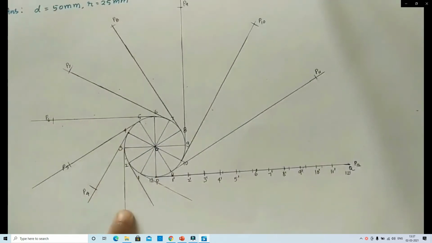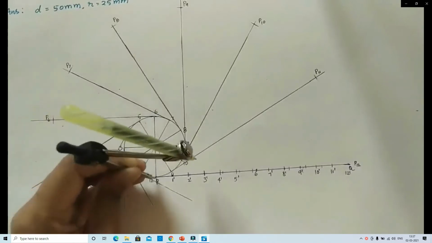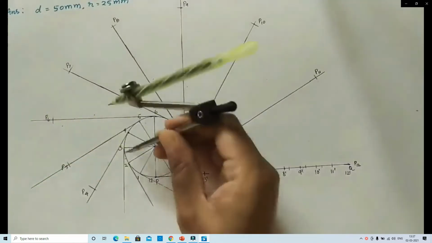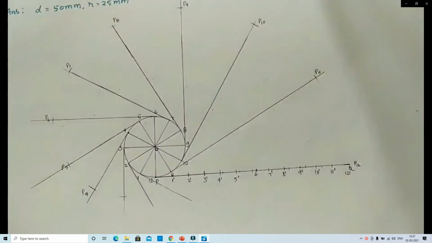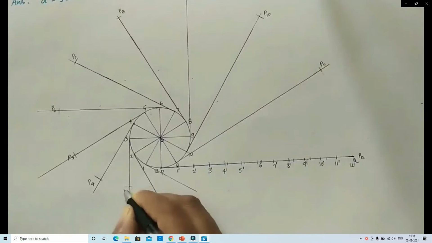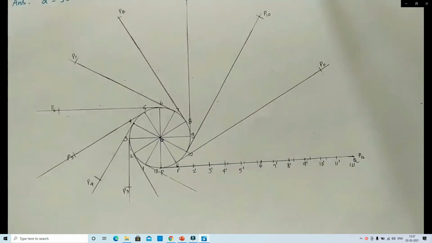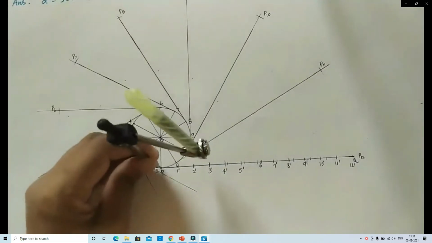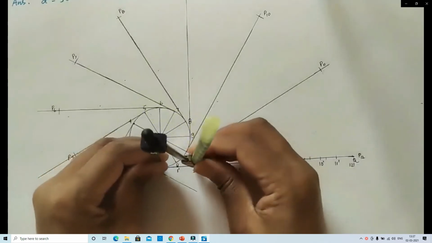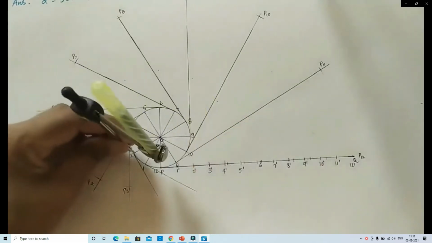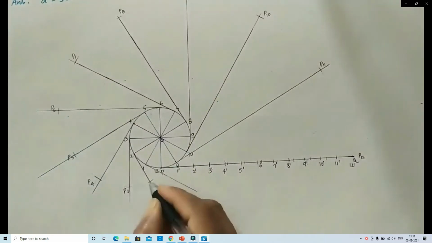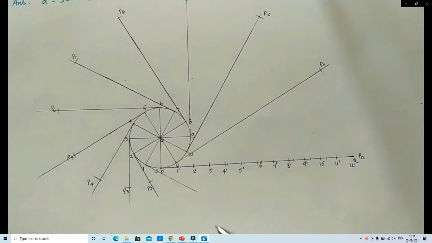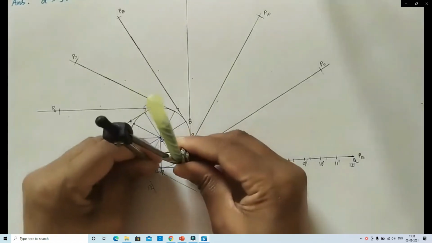Center points are 1, 2, 3, 4, 5, 6, 7. Okay, radius is P1 dash, P2 dash, P3 dash. In the similar way, we cut the total arcs. Here we follow the 1 to 12 or 11 to 1. In this way, we cut the tangents. Okay, then after that P2 1 dash, final.